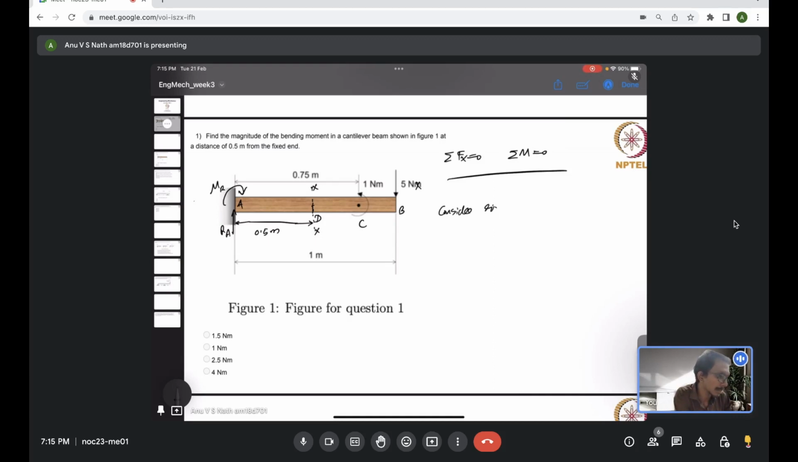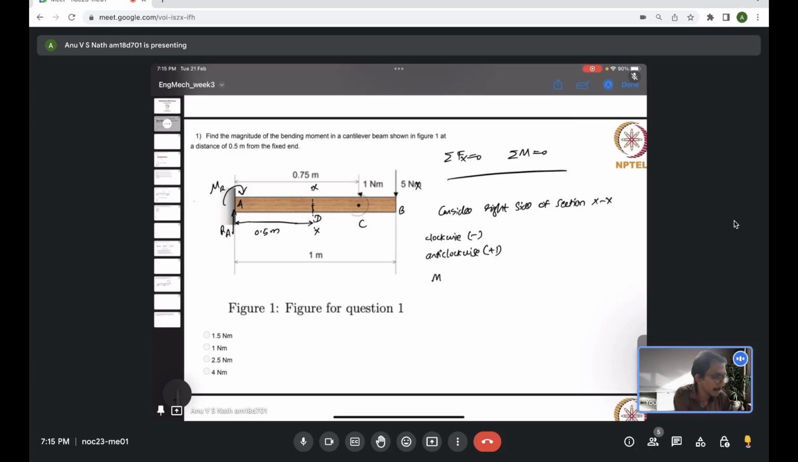Consider the right side of section XX. And now you know all the forces and torques or moments acting on the right hand side. There is a 5 Newton force acting at B and 1 Newton meter acting at C. So let me consider the clockwise moments as negative and anti-clockwise moment as positive.